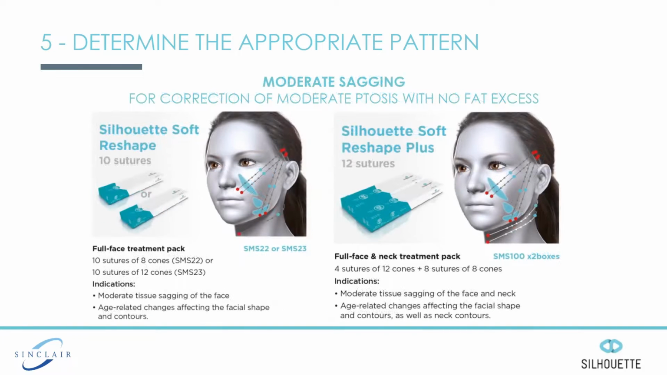To treat moderate global tissue sagging, we advise either a protocol of 10 or 12 sutures depending on whether the neck is to be treated. To treat full face sagging, which affects the facial shape and contours, we propose Silhouette Soft Reshape, 10 sutures of 8 or 12 cones depending on the length of the face. To treat full face and neck sagging, which affects the facial and neck contours, we propose Silhouette Soft Reshape Plus, 4 sutures of 12 cones and 8 sutures of 8 cones.